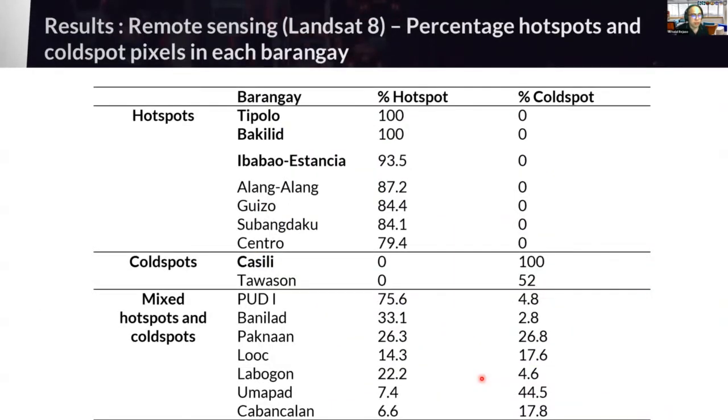This is the summary of the hotspot and cold spot detection. Highly built up barangays, for example, Barangay Tipolo, Barangay Bakilid, Barangay Ibabaw Estancia, have a higher number of hotspot pixels, while vegetated barangays like Barangay Casili and Tawason have a higher number of cold spot pixels. There are also areas with mixed pixels due to the variations in composition.